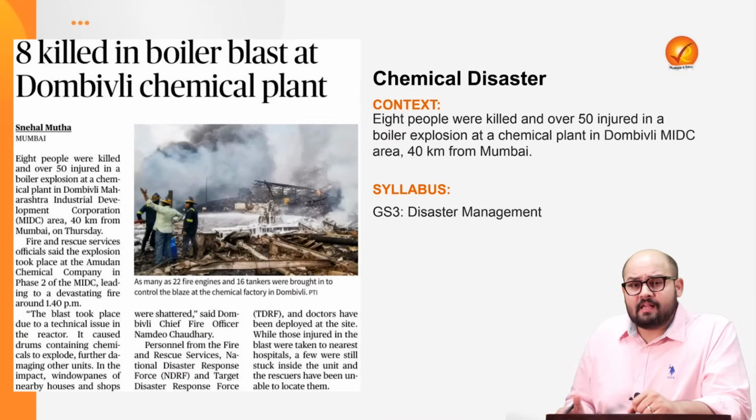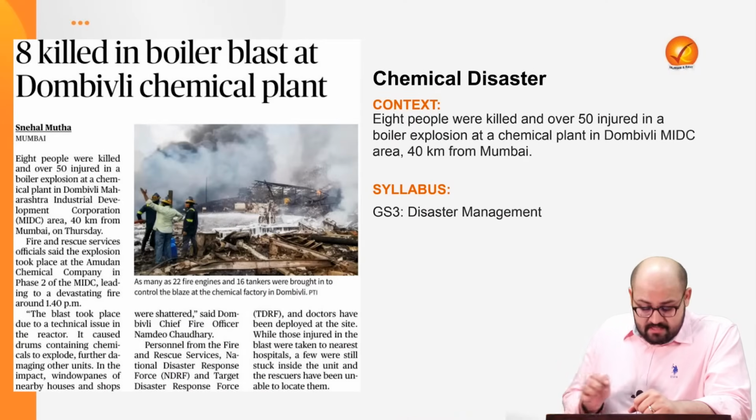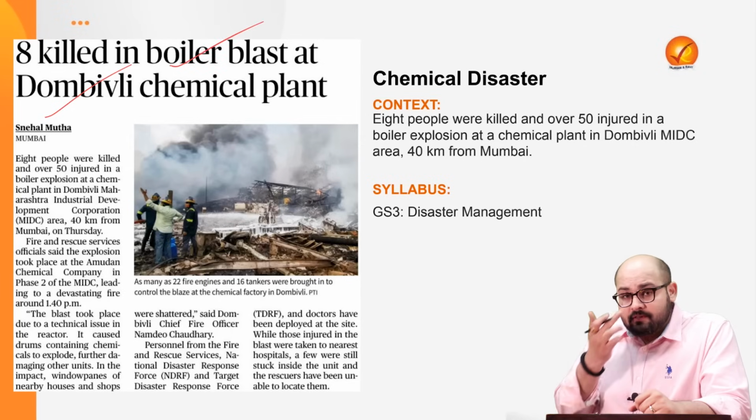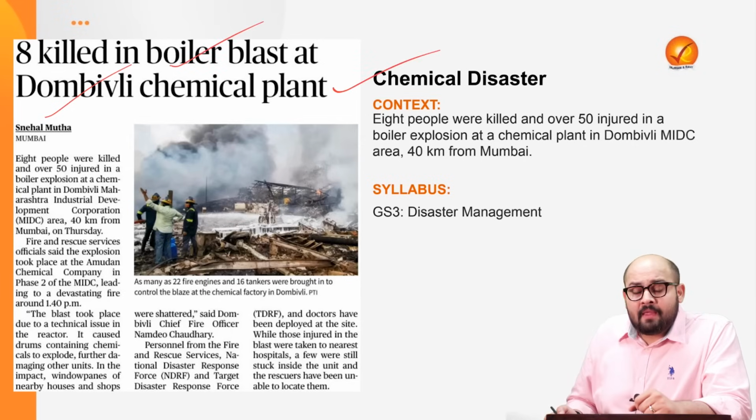Now the second article is with respect to a tragedy which has taken place in Dombivli, where 8 people have been killed and many have been injured due to a boiler blast. Now this is related to the chemical disasters, and we'll see why these chemical disasters take place and how we can mitigate them. This concerns GS3 disaster management.